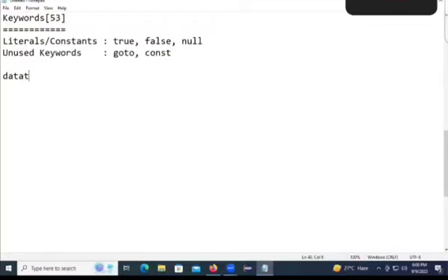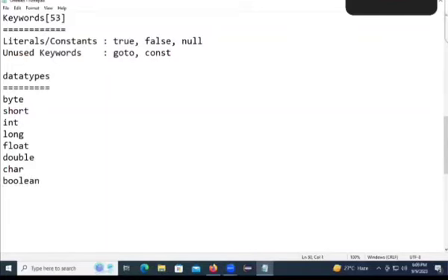Now see, the first category is data types. Already we have gone through some keywords, 8 keywords we already discussed. And one more is called void. Void is no type associated, it's an empty type. We will discuss void later.